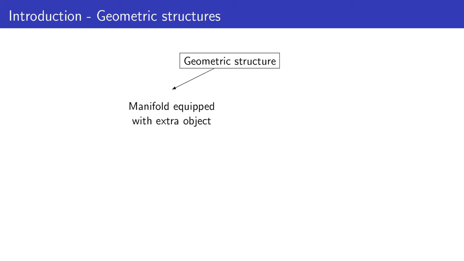Let's start by thinking about what a geometric structure is. In order to get geometric structures on manifolds, there are two ways to proceed. Either you start with your manifold and then you add something additional, or you change the very definition of your manifold. You change the space on which your manifold is locally modeled.